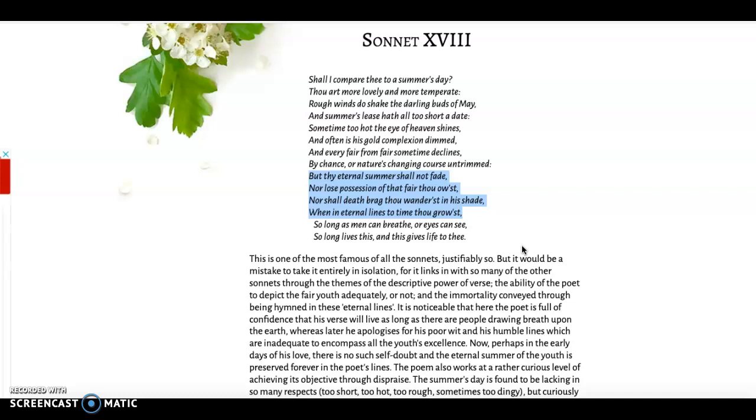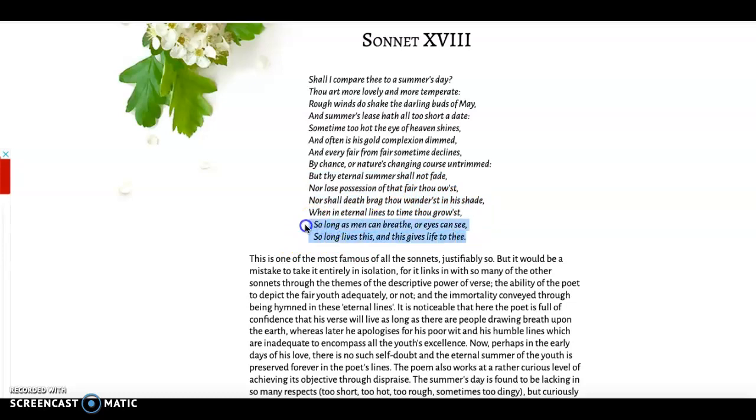So all of this sounds very unrealistic. He's comparing someone he admires to a summer's day, but he's saying you're significantly better than a summer's day because you will be immortal. Well, that doesn't seem likely. So how does he resolve it in the couplet?